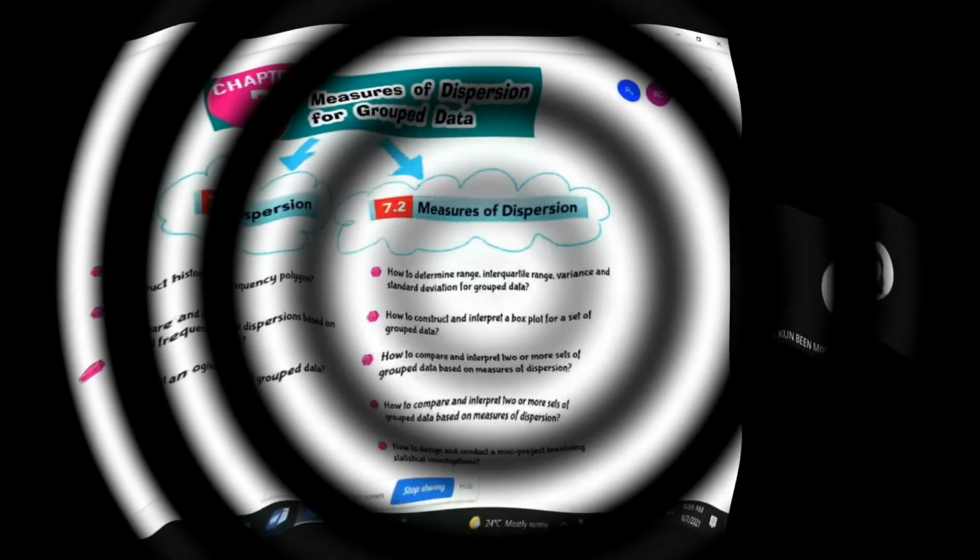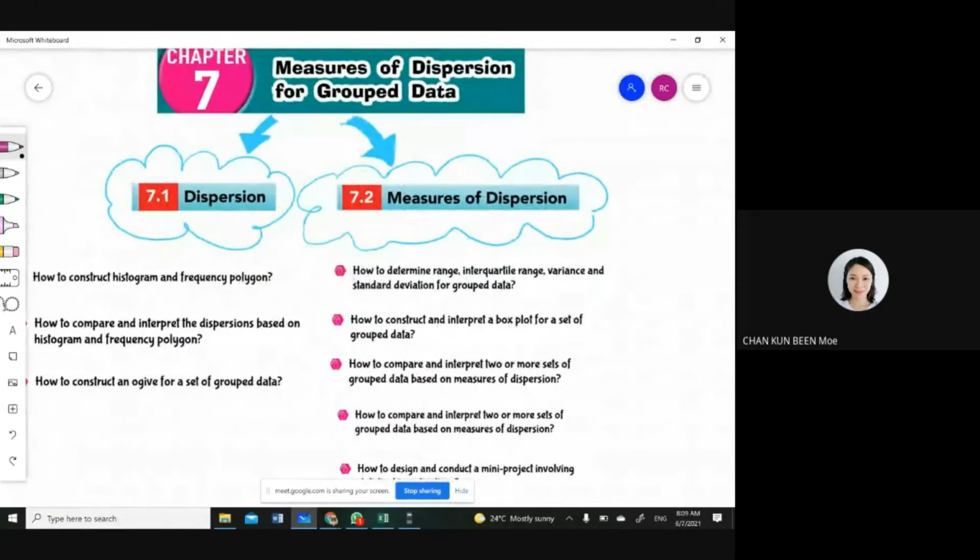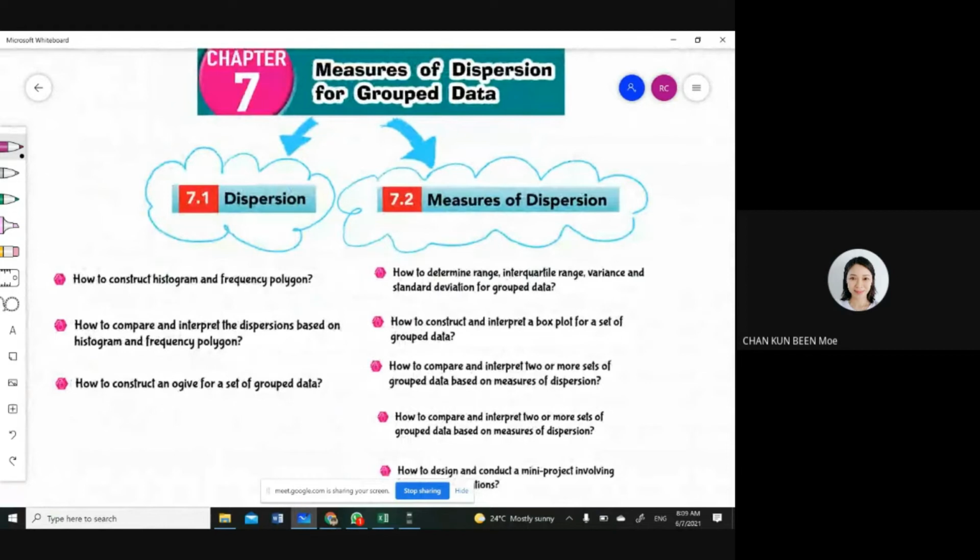This chapter 7 is divided into two subtopics. The first one we have learned about dispersion here. You learn on constructing histogram and frequency polygon. After that, you learn how to compare and interpret, and then we learn construction of ogive for grouped data. So this is what we are going to continue here.